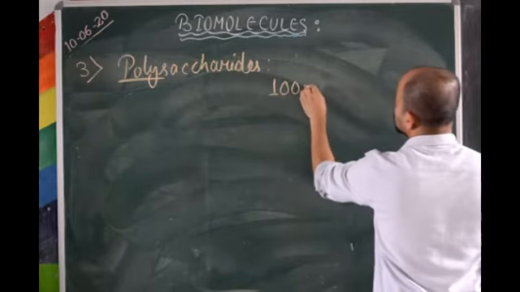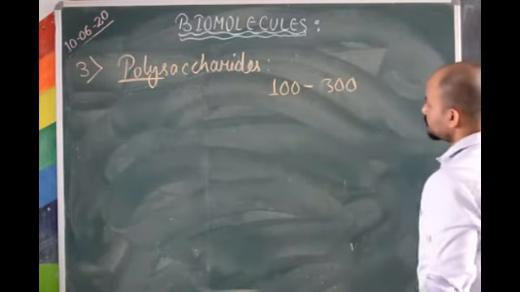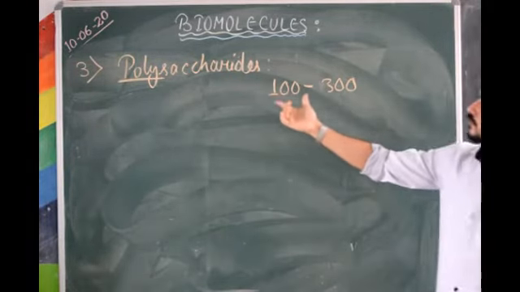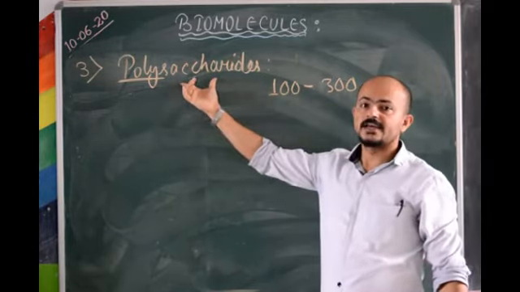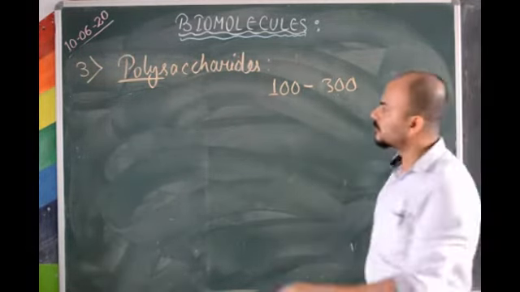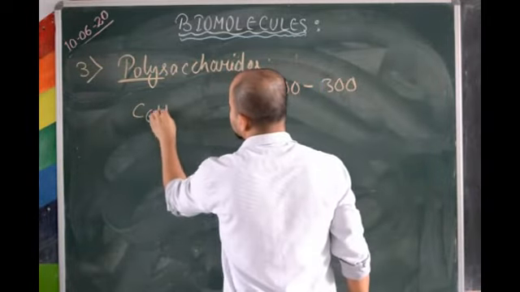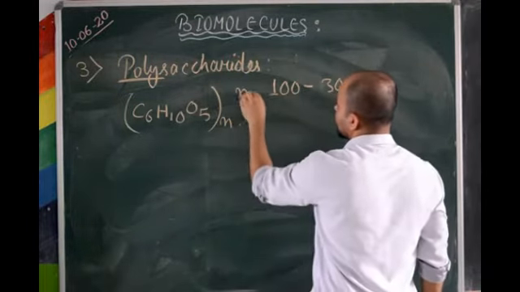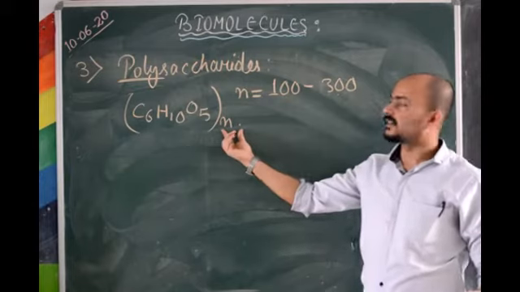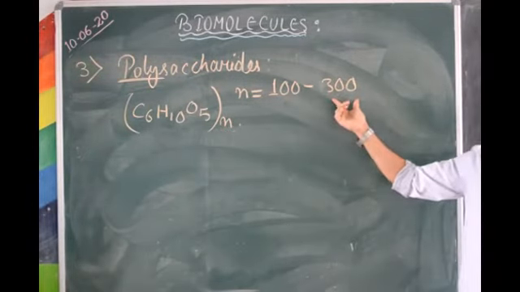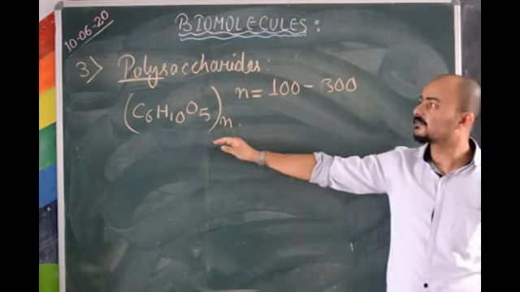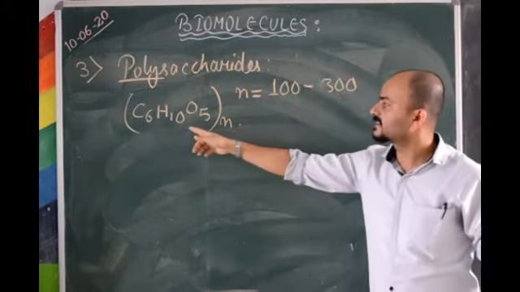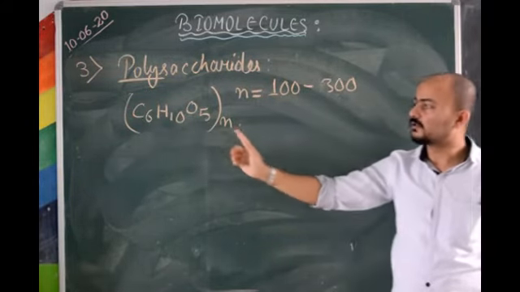Here they are going to yield 100 to 300. These polysaccharides are those compounds which have the general formula C6H10O5 whole to the power n, and this n lies between 100 and 300. That means so many monosaccharides. Therefore, it is known as polysaccharide.